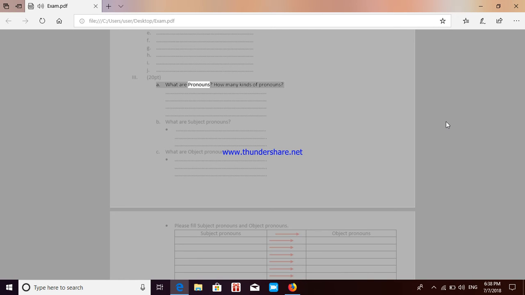A. What are pronouns? How many kinds of pronouns? B. What are subject pronouns? C. What are object pronouns? Please fill in the subject pronouns and object pronouns.